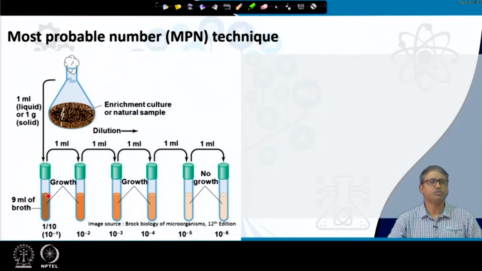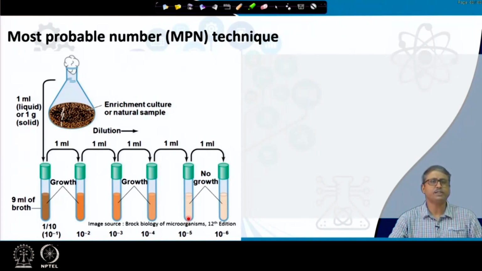So, it is a kind of a 10 time dilution. In the 10 time diluted sample, growth has occurred. In 100 times dilution also growth has occurred, but in 1000 time dilution or more than that, or maybe 1 lakh time dilution, there is no growth. So, now here is one basic assumption: if at least one cell is there, then there is growth.